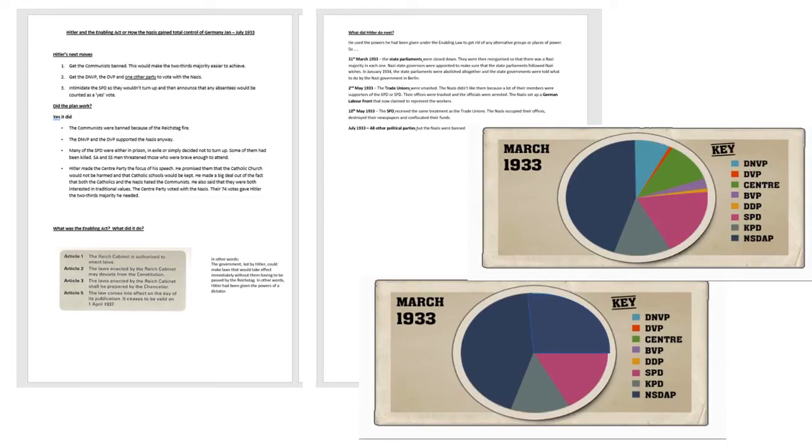So Hitler's next moves: he goes to a plan B and he alters his plan. He's going to get the communists banned. This would make the two-thirds majority easier to achieve. He's going to get the DNVP, the DVP, and one other party to vote with the Nazis to create their two-thirds majority. And he's going to intimidate the SPD so they wouldn't turn up, then announce that any absentees would be counted as a yes vote. So that's his new plan. He's going to manipulate the situation to get himself the two-thirds majority he needs. So did the plan work?